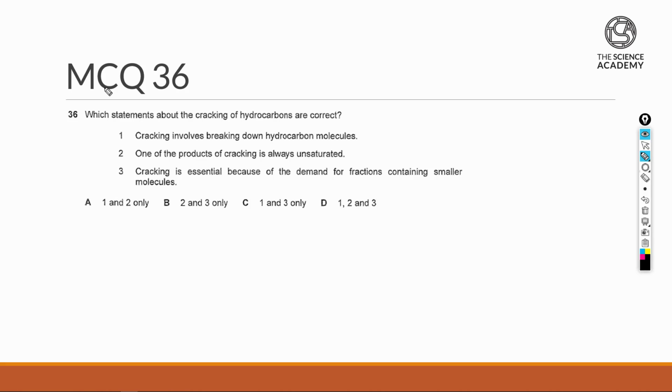In MCQ 36, this is with regards to cracking. Cracking is a process that involves using large hydrocarbon. Sometimes large hydrocarbon could also be referred to as crude oil or fossil fuels. And we're going to subject it to rather harsh conditions of 600 degrees Celsius using either aluminum oxide or silicon oxide as a catalyst. Now what comes out after that is going to be a series of smaller hydrocarbon.